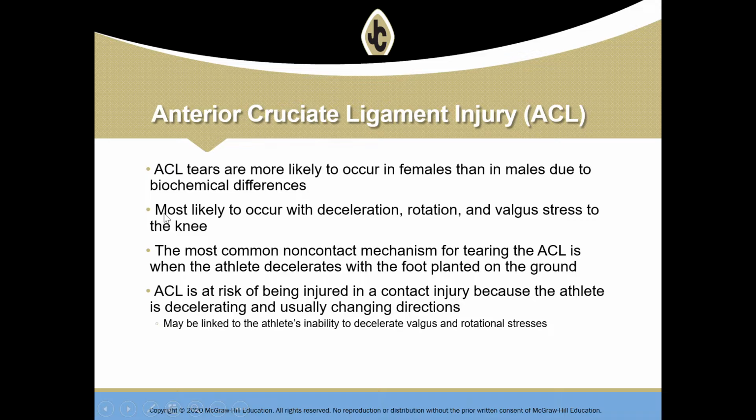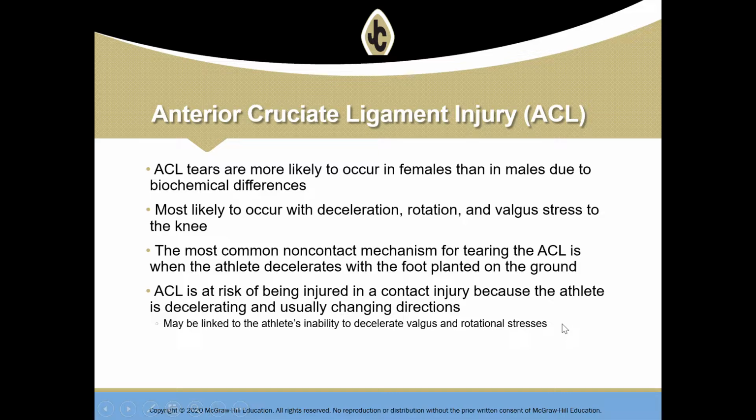Most likely, it's usually going to be due to a deceleration, rotation, and valgus stress to the knee. The most common non-contact mechanism of ACL injury is when the athlete decelerates with the foot planted on the ground. The ACL is also at risk of being injured in a contact injury because the athlete is decelerating and usually changing directions.